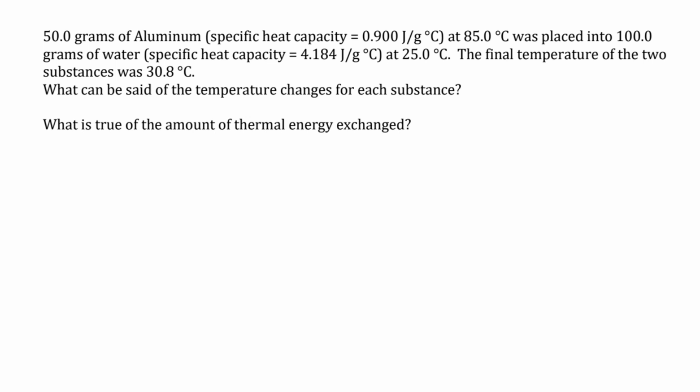So the 50 grams of aluminum is placed into 100 grams of water at 25 degrees. The aluminum is 85 degrees Celsius. The final temperature you end up finding is that the two substances have the same temperature of 30.8 degrees Celsius. So what can be said of the temperature changes for each substance?